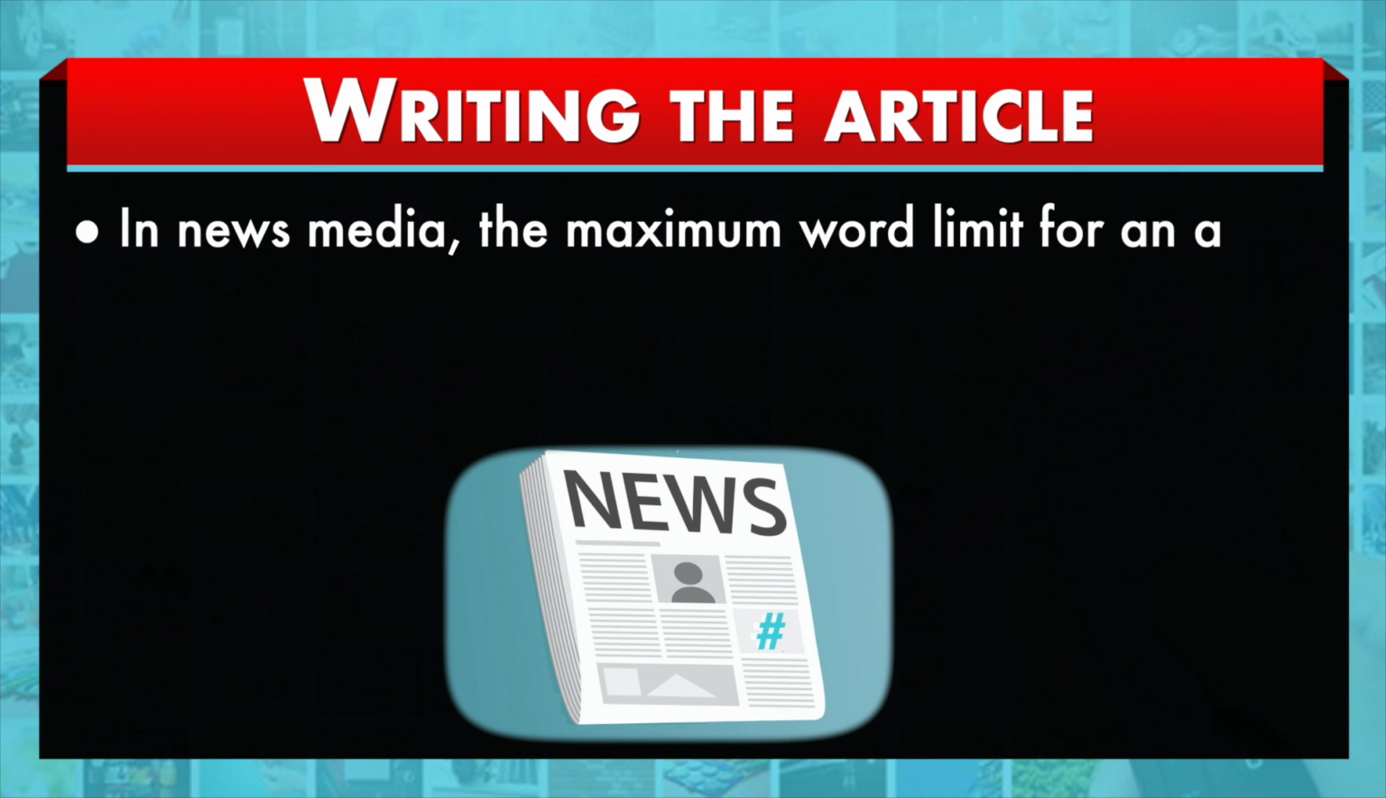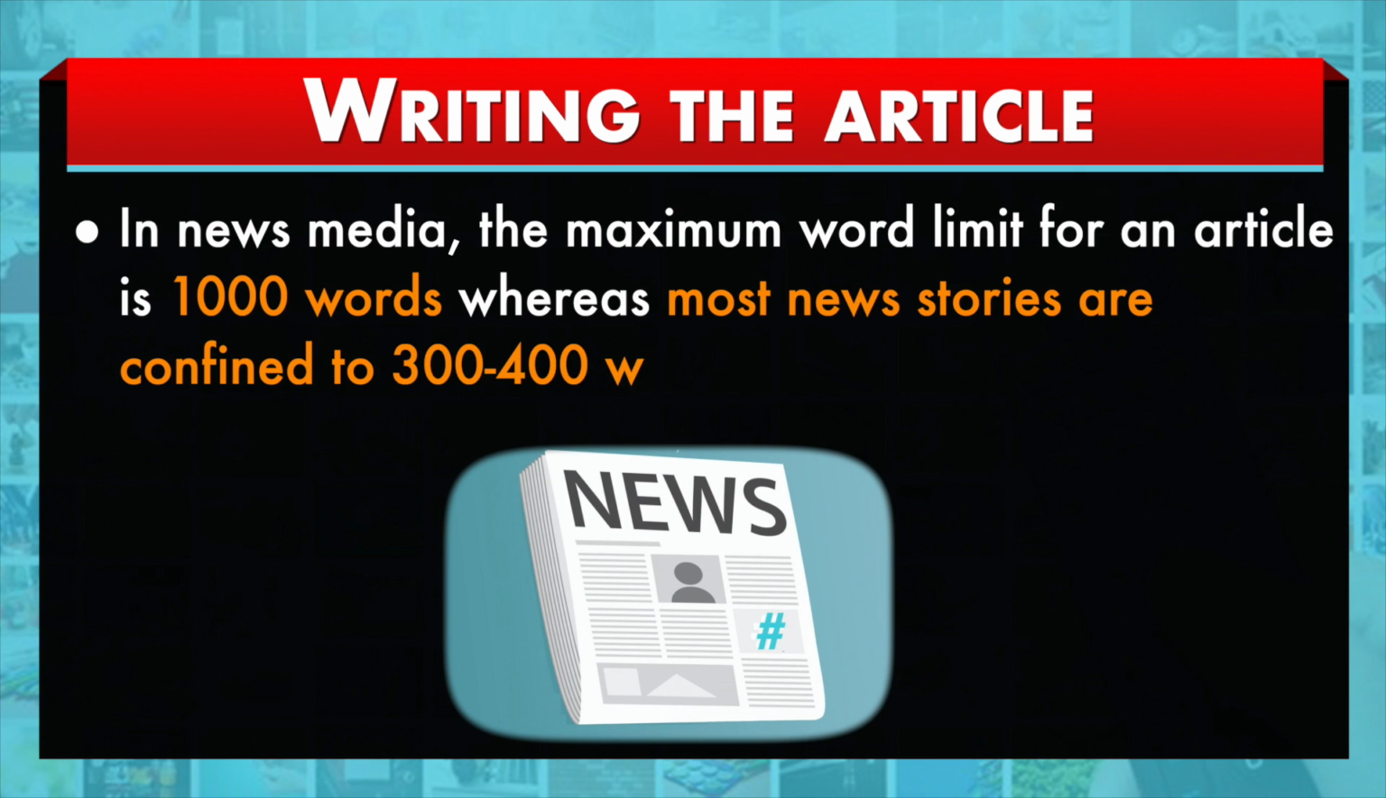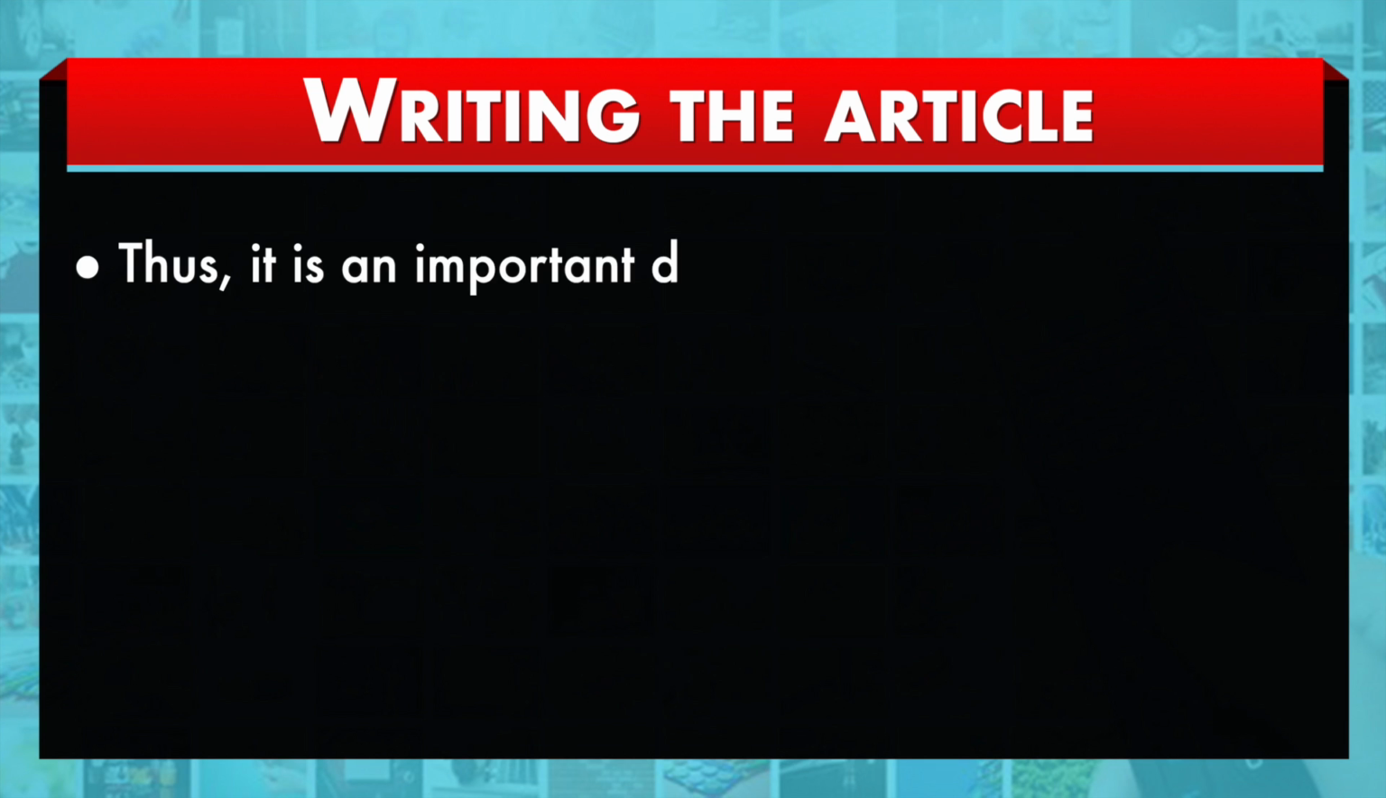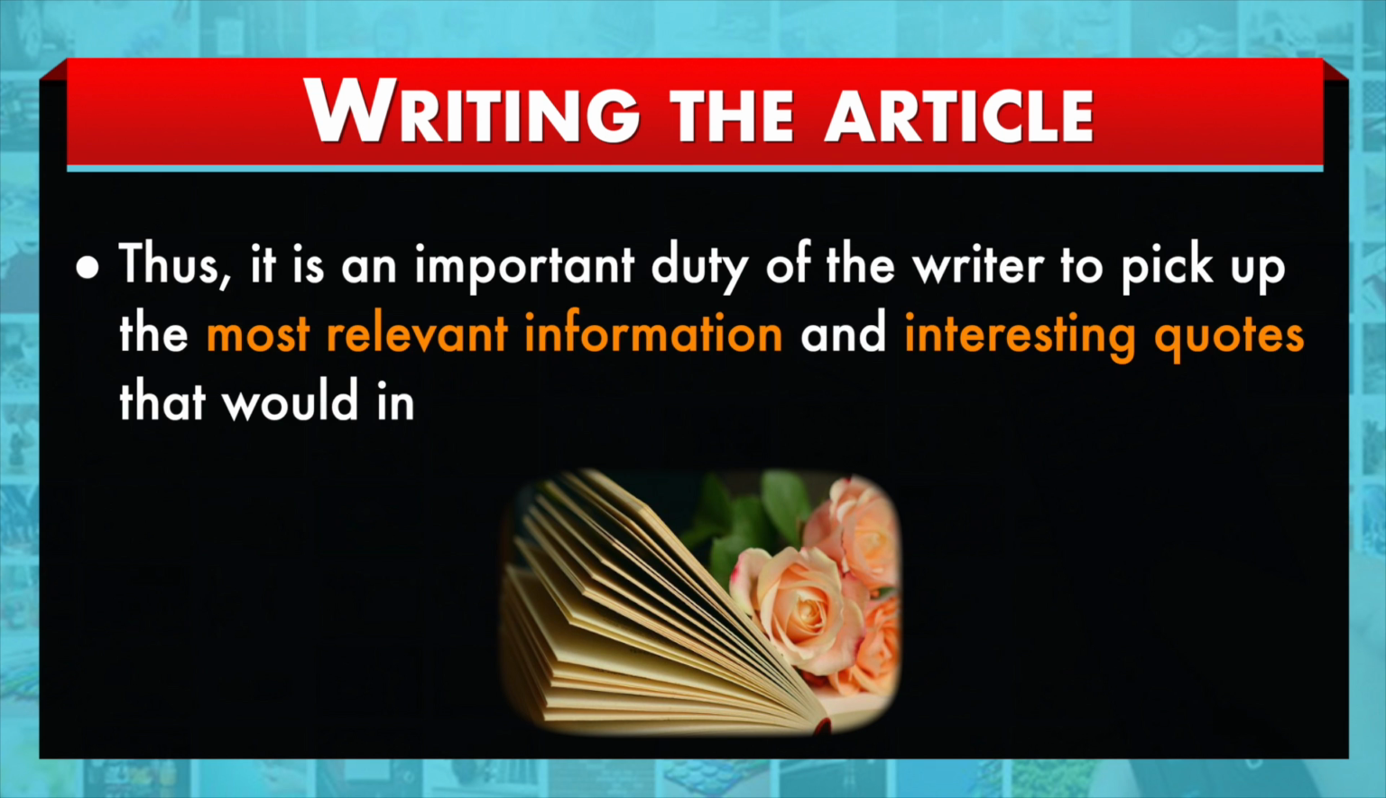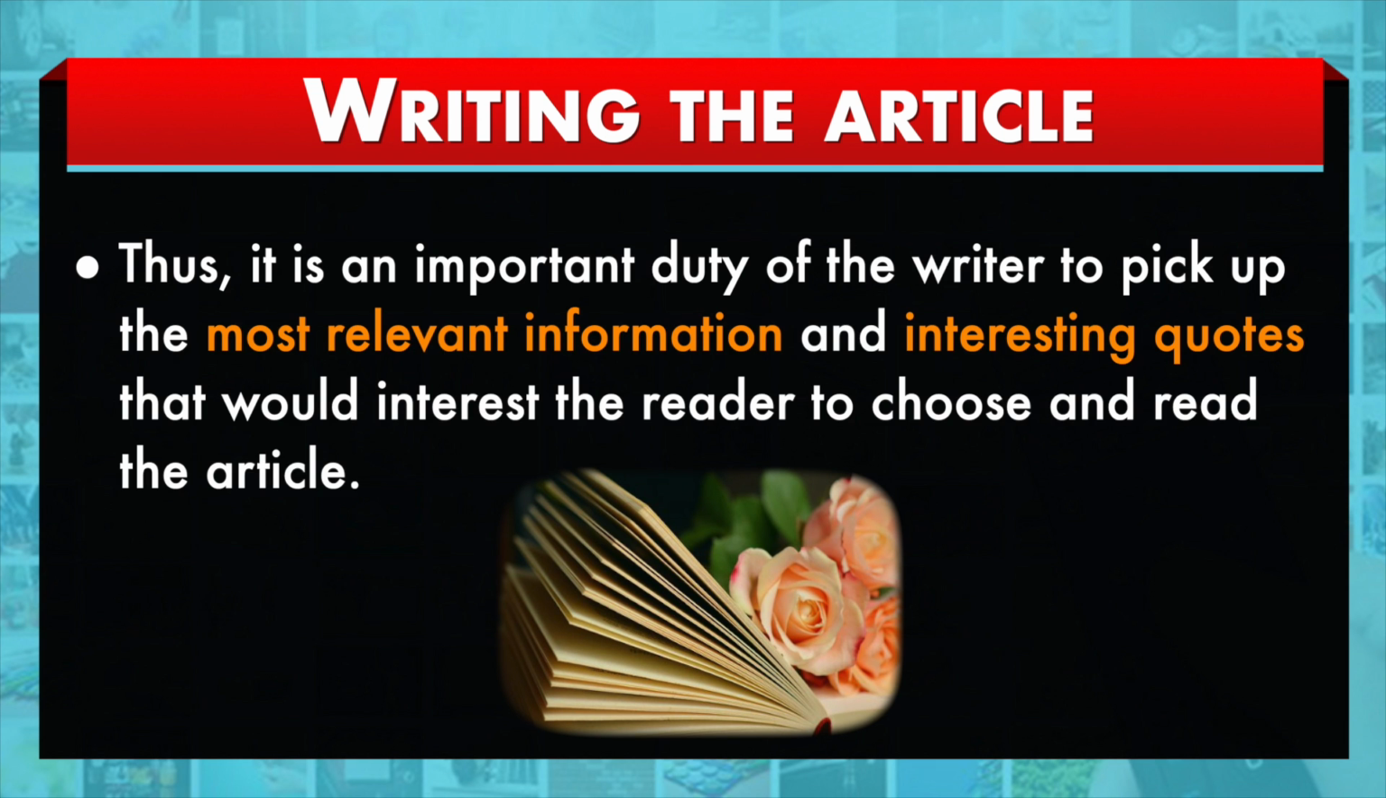In news media, the maximum word limit for an article is 1000 words, whereas most news stories are confined to 300 to 400 words. Thus, it is an important duty of the writer to pick up the most relevant information and interesting quotes that would interest the reader to choose and read the article.